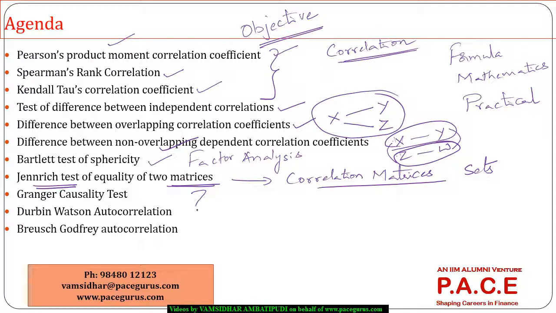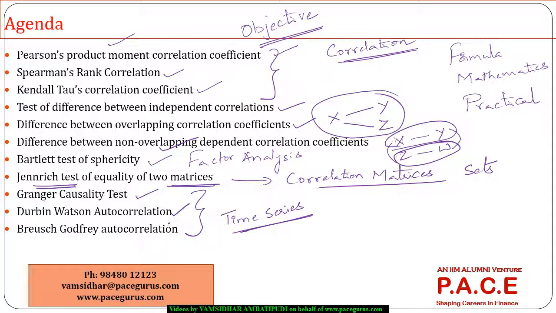Then the last three are more and more associated with time series, where my data is more and more time-related data. We will be talking about all of these. So the Granger causality test is one important test that we will use on time series data to test the influence of one variable on the other variable across time.